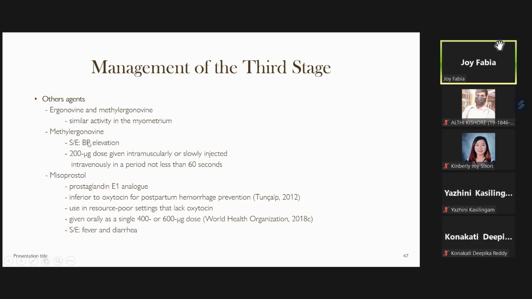Here, the methylergonovine or the Methergine, the side effect is BP elevation. So, if you have a pre-eclamptic or eclamptic patient, we don't usually give the Methergine. So, oxytocin. Take note that the oxytocin can cause a profound hypotension, whereas the Methergine can cause a BP elevation or hypertension. So, magkaiba sila.